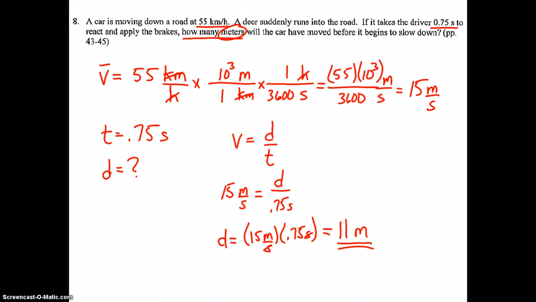Okay? All right, these are very simple motion problems, and obviously as we get further along the unit, they'll become more complicated, and we'll continue to work on these types in class as well.